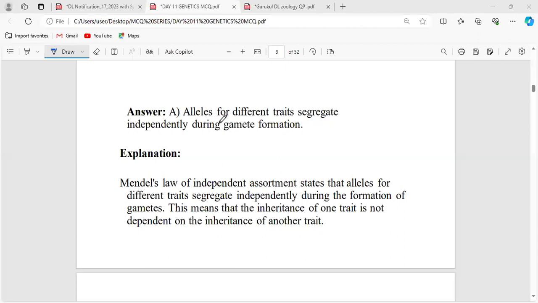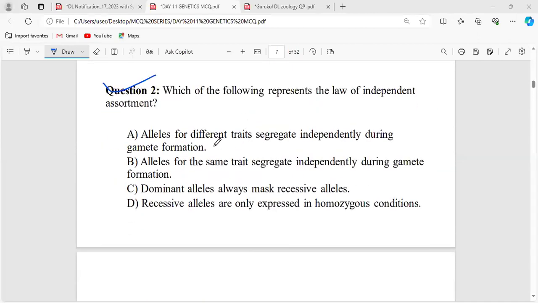So you have to understand the difference between alleles for a different trait and alleles for the same trait. As it is a dihybrid cross, obviously the characters are segregated independently. So this law of independent assortment was brought by Mendel from the dihybrid cross, and you have to make a note that it is mainly from different traits, not from the same trait.